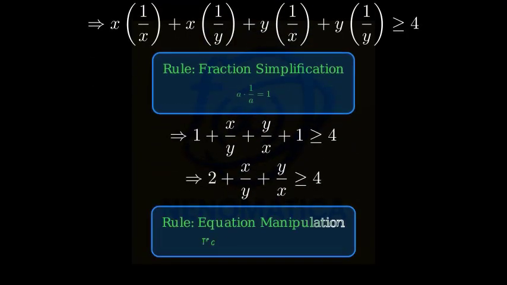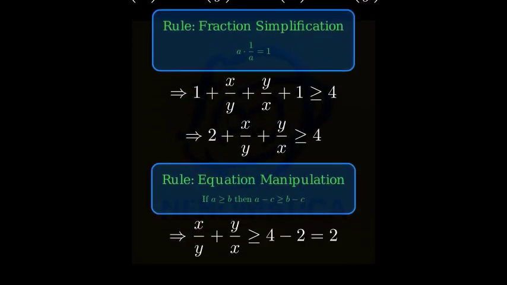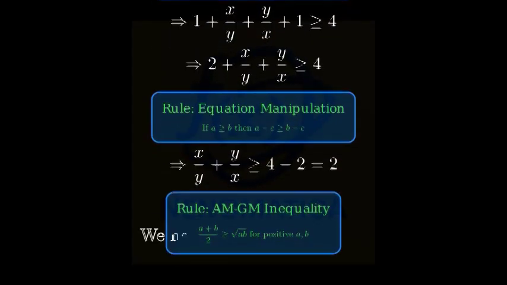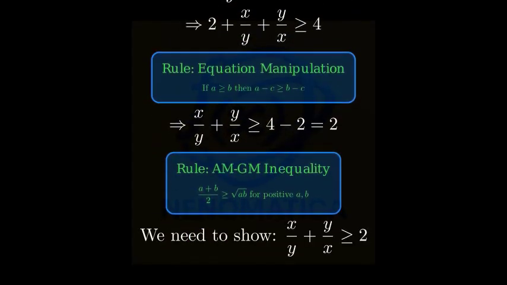Let's subtract 2 from both sides to get a cleaner form of the inequality. We get x over y plus y over x is greater than or equal to 2. Now, we need to show that x over y plus y over x is greater than or equal to 2. This is where we can use the AM-GM inequality, which states that the arithmetic mean of positive numbers is greater than or equal to their geometric mean.